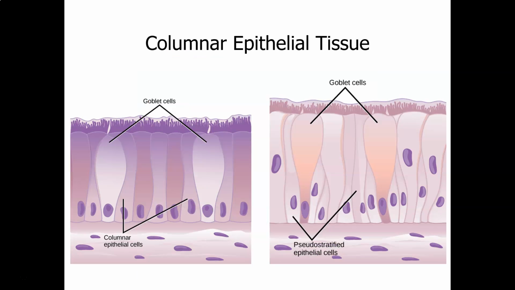And this is showing you the columnar cells versus the pseudostratified cells. Columnar cells, remember, are found in the digestive tract, and the folds that you see on the surface of these cells are called microvilli. You can also see mucus on the surface of these cells. And these goblet cells produce that mucus.